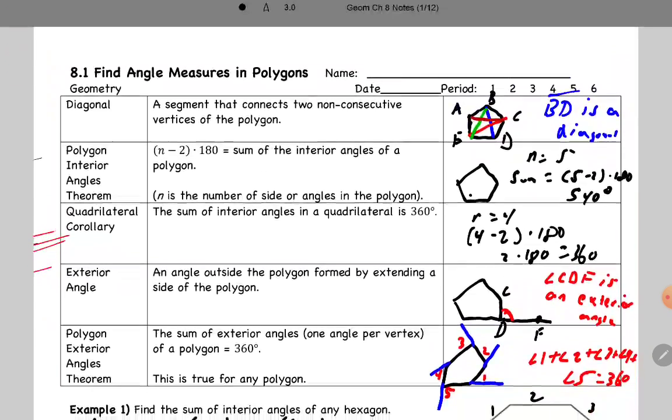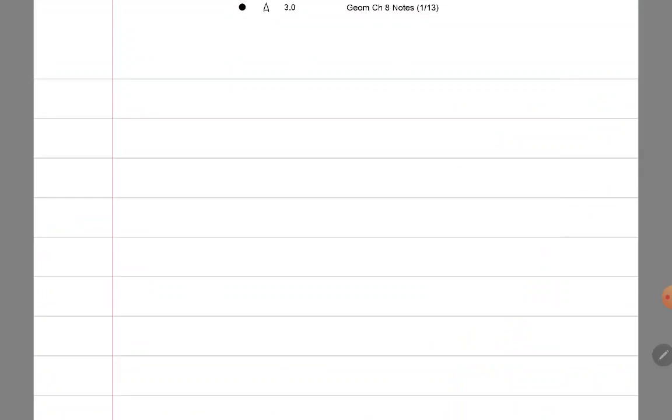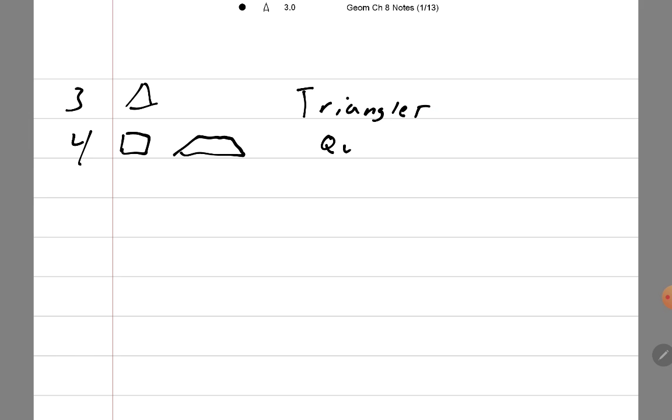So let's go ahead and redo that list. So we have 3-sided objects, which are called triangles. 4-sided objects are called quadrilaterals.